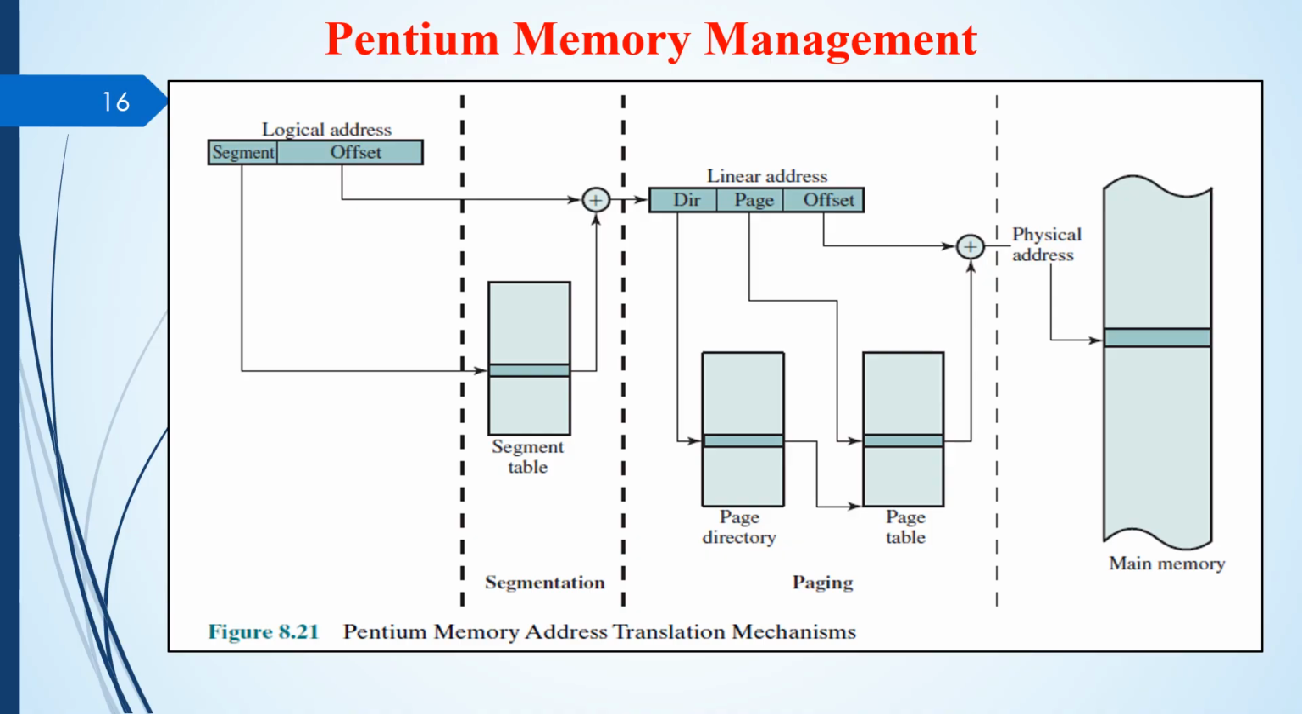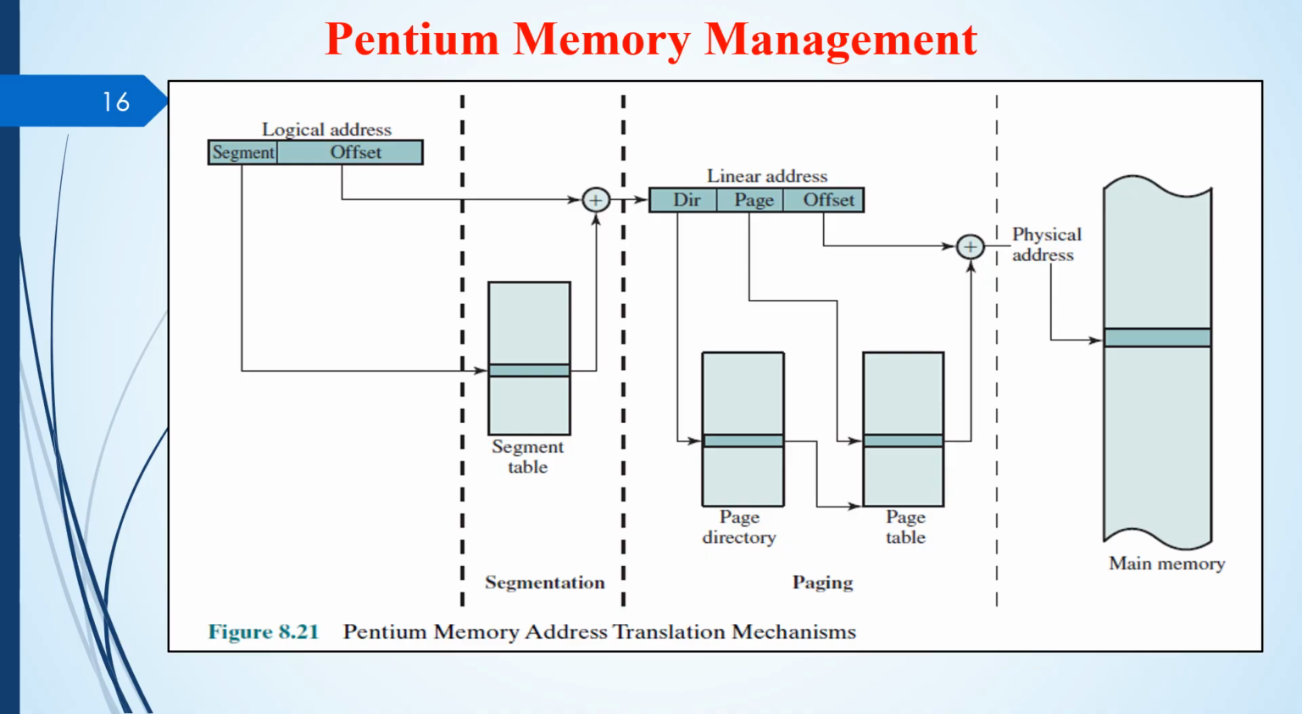The memory access process occurs in three stages. First of all, segmentation. The program generates a logical address which consists of a segment number and an offset. The segment number is used to look up the segment base address and limit in the segment table. The offset indicates the distance from the segment starting address. The CPU combines the segment base address with the offset to form the linear address.